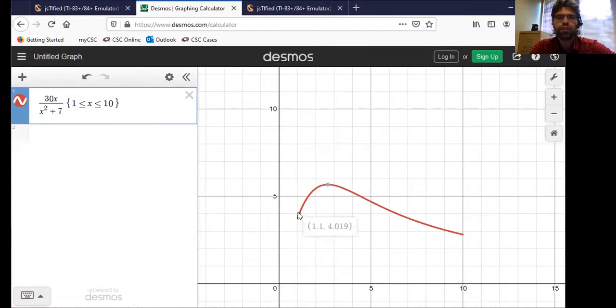The average rate of change says it starts at 1, 3.75 and it ends at 10, 2.804. So it ends up lower than it began. On average, it must be decreasing, which of course is true, but again, ignores the details of what's happening.